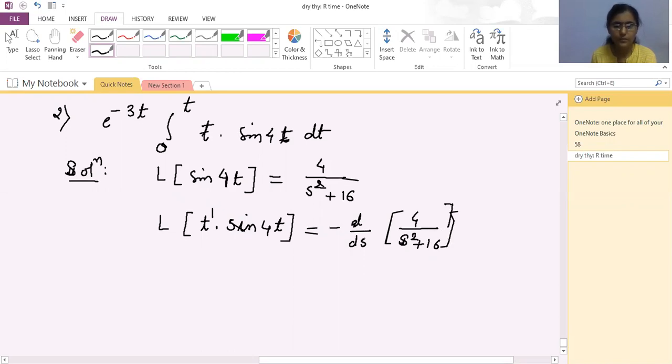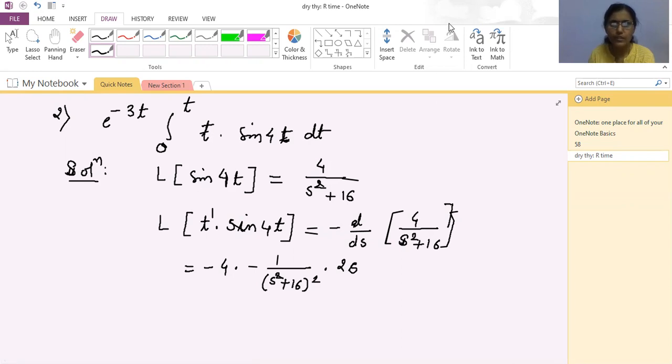Now differentiate this 4 upon s square plus 16. So 4 is a constant. We have to differentiate 1 upon s square plus 16. We know the derivative of 1 upon x is minus 1 by x square. So it is minus 1 upon (s square plus 16) whole square, into the derivative of this denominator, which is twice s. So in this way we get the Laplace of t into sine 4t.